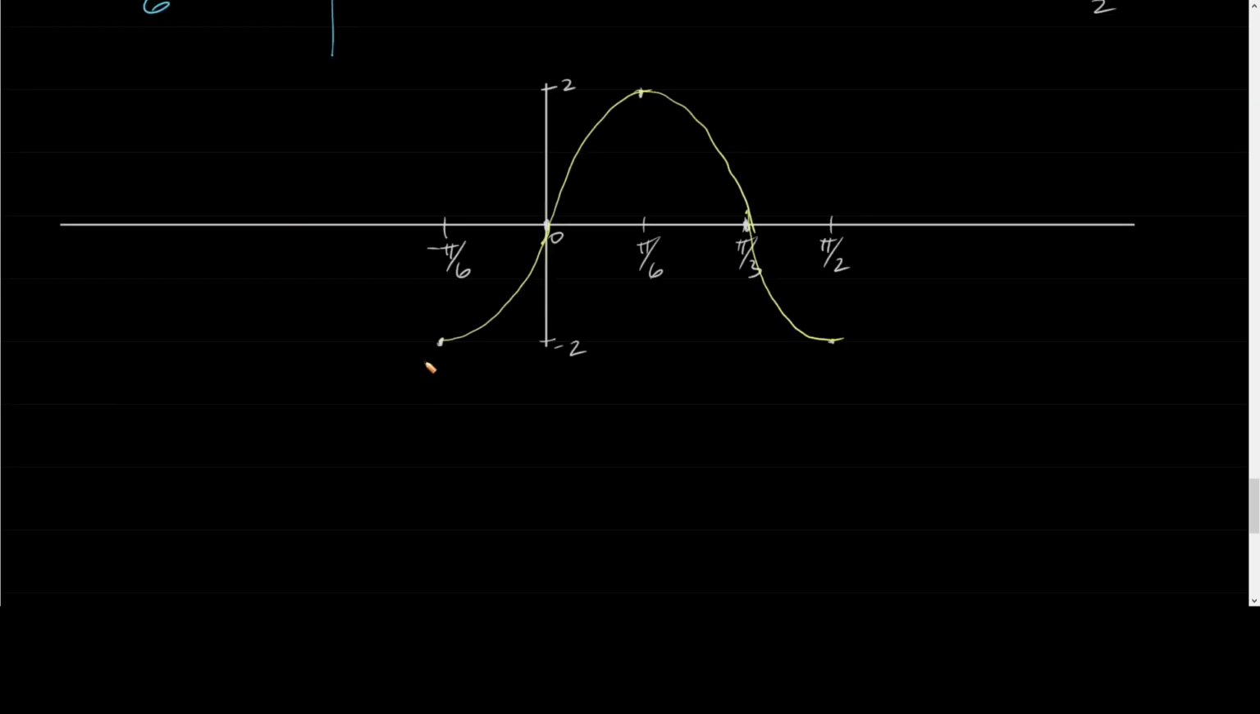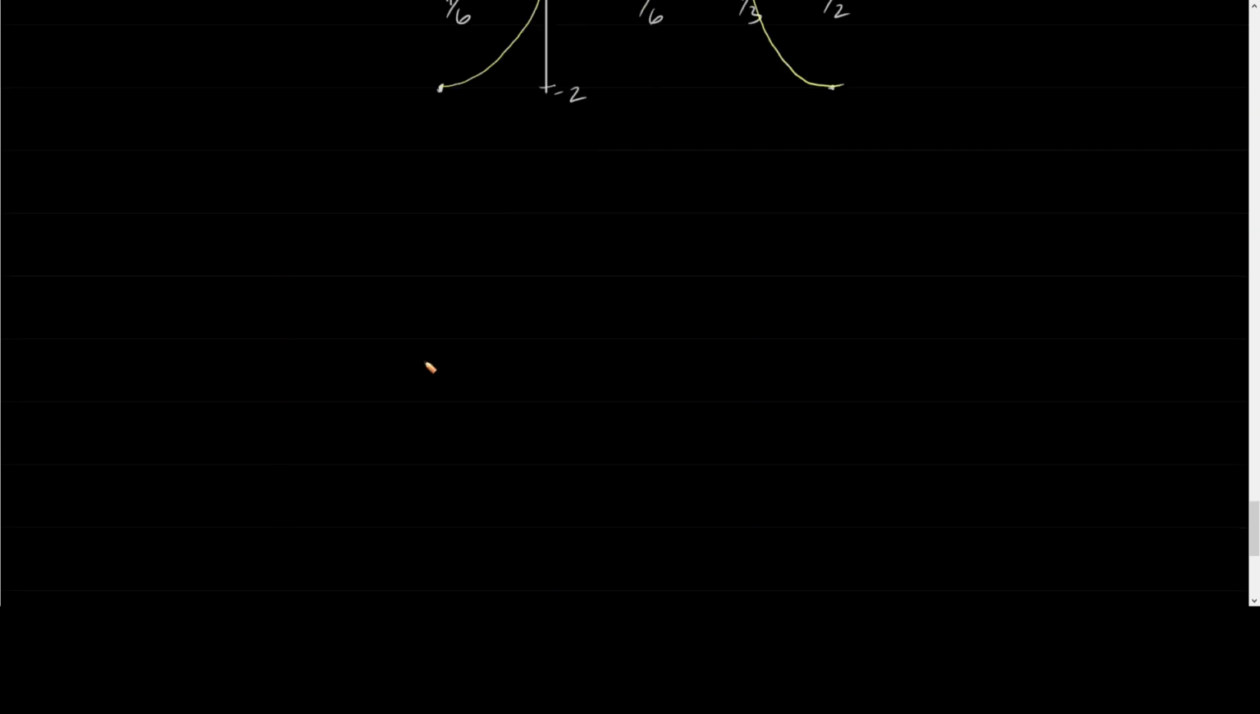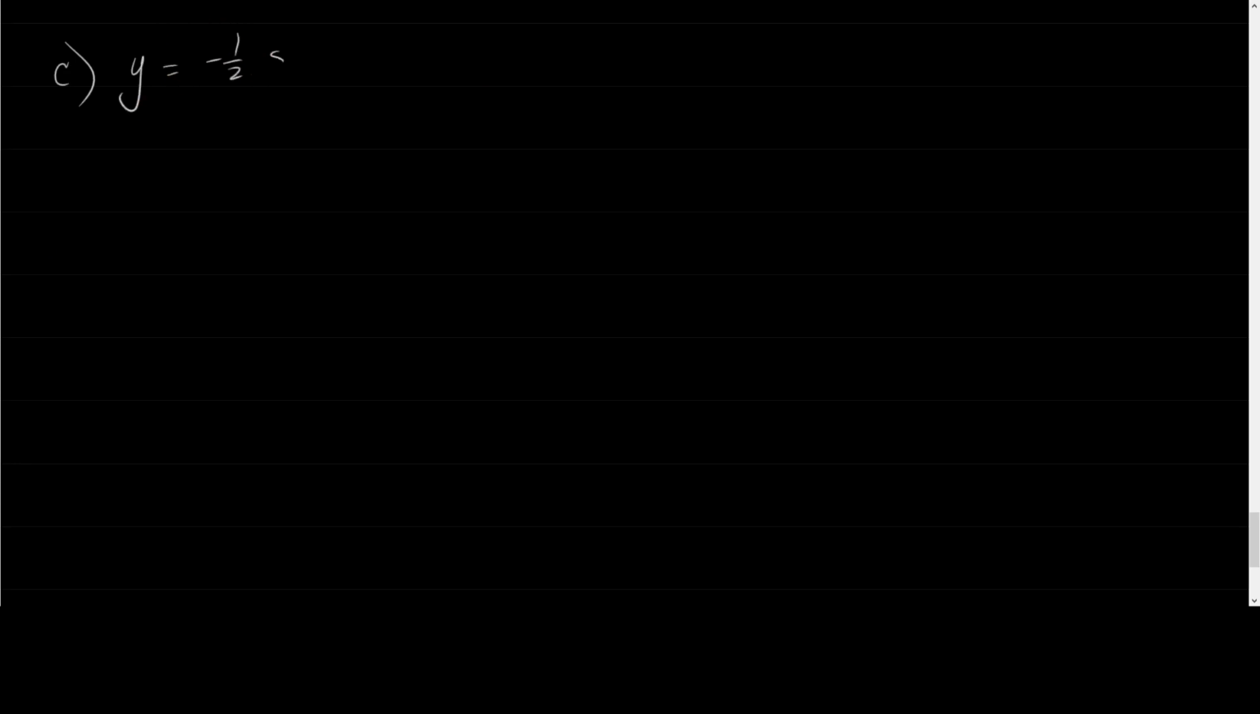So that was B. C. Let's say that I had y is equal to -1/2 sine of pi x minus pi, and that minus 3. All right, so let's go ahead and see what we have here.